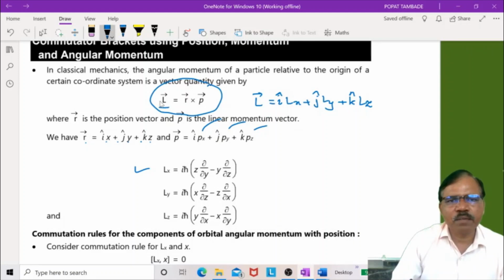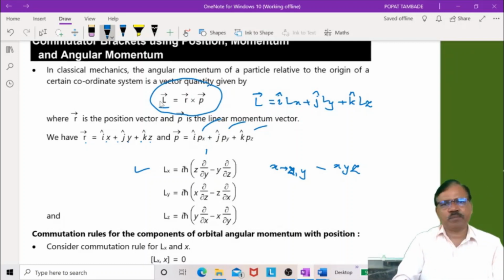If you see carefully the order here, in the first term it is x z y, and in the second term x y z relation. So Lx is equal to iħ z ∂/∂y minus y ∂/∂z. The same thing is followed here: y x z, y z x, and z y x, z x y.